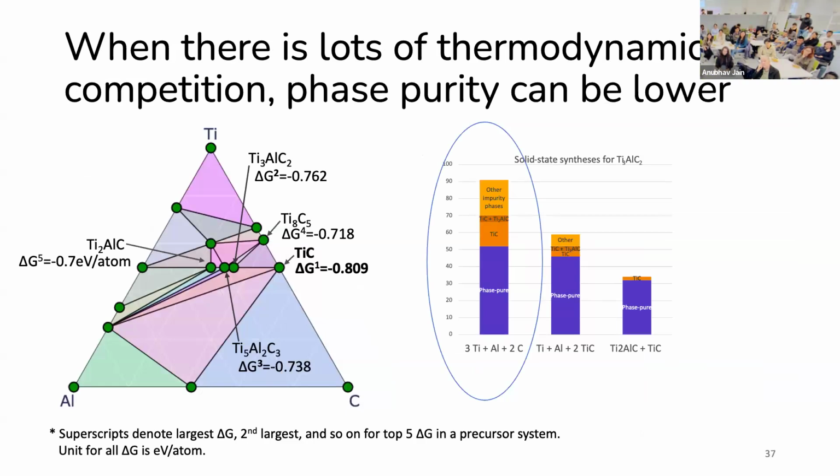We can look at the starting components and the final component and look at the thermodynamic landscape on the phase diagram to see why we might be seeing certain impurities. If you start with the elements, which are on the vertices of this triangle, what you find is that the most thermodynamically stable next product in this 3D landscape is this titanium carbide compound. That has the highest driving force for reaction. So if you start with the elements, you might get stuck in this titanium carbide result.